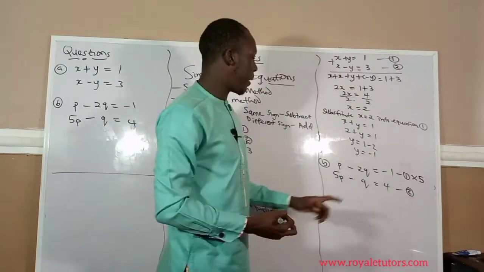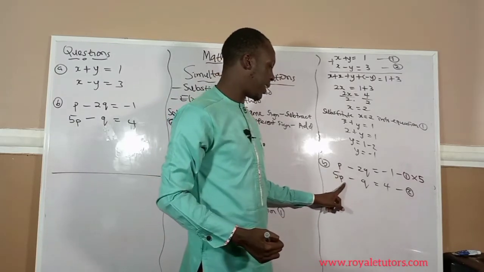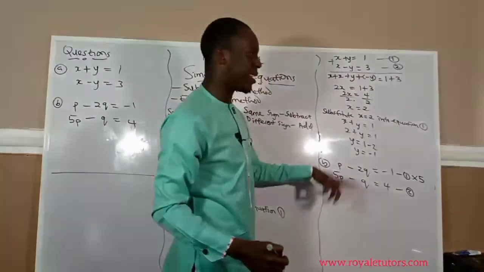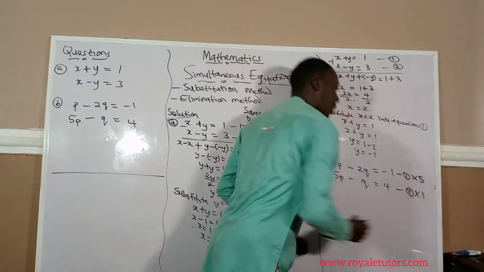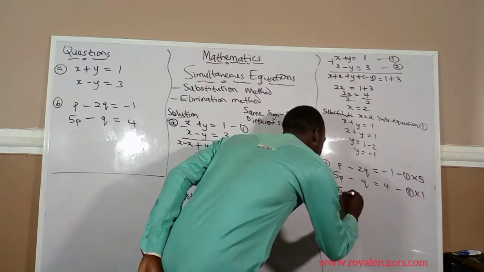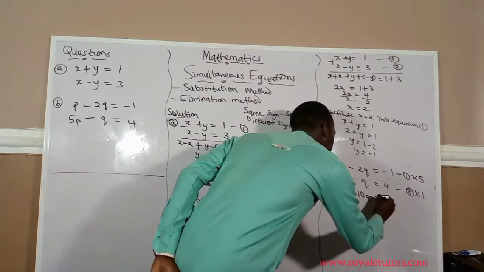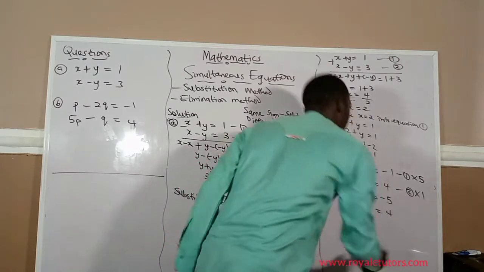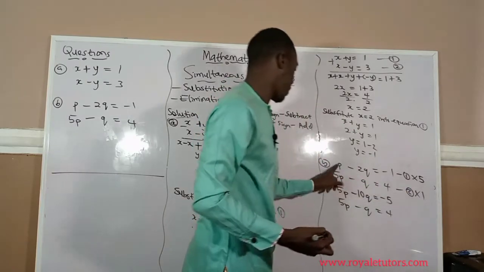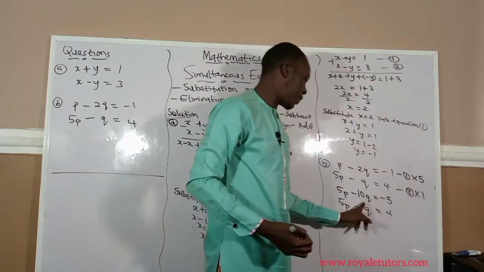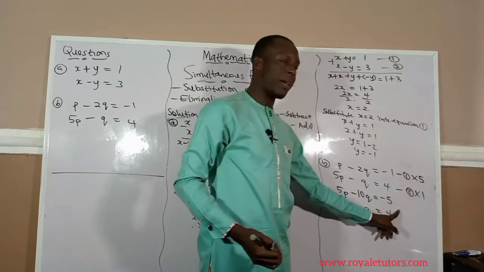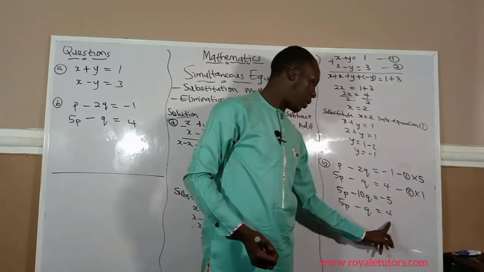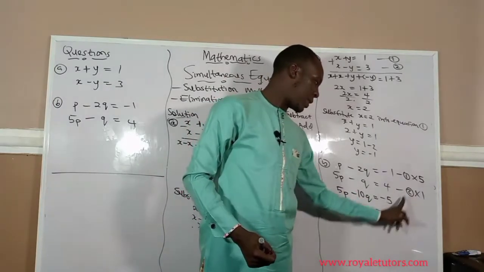Same thing, you multiply all of equation 2 by the coefficient of p in equation 1, which is what? 1. So doing that, you're going to have 5p minus 10q is equal to minus 5 and 5p minus q is equal to 4. Now let's check. 5 times p, 5p, minus 2q times 5, minus 10q, minus 1 times 5 is what? Minus 5. Then 1 times 5p, 5p, 1 times minus q, minus q, and 4 times 1 is 4.